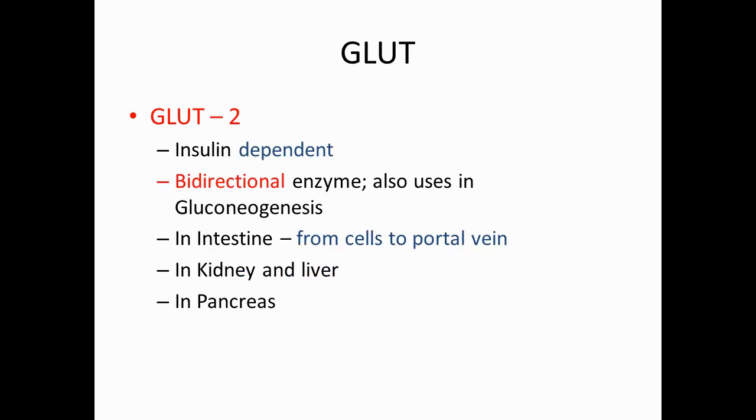GLUT2 transporter is also an insulin dependent transporter, but this is bidirectional. Because of that it is also used in gluconeogenesis. This is found in the intestine, and in the intestine it will transport glucose from cells to the portal vein. Also it is found in kidney, liver and pancreas.